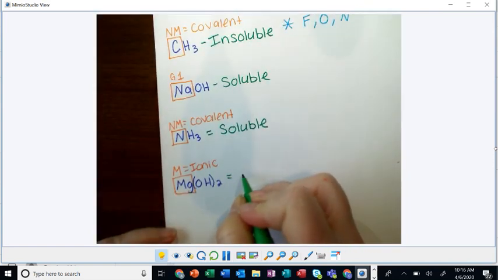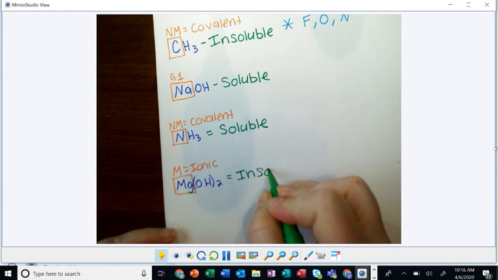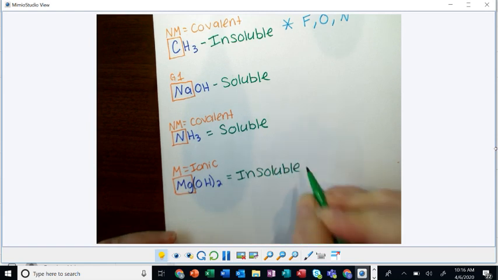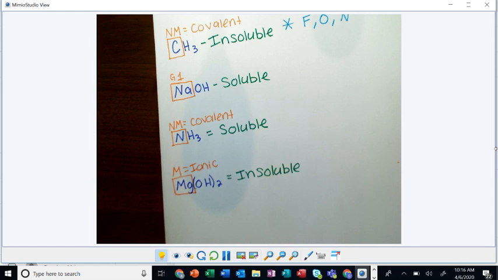So this is insoluble. All right. And that's how we tell if something is soluble or insoluble in water.